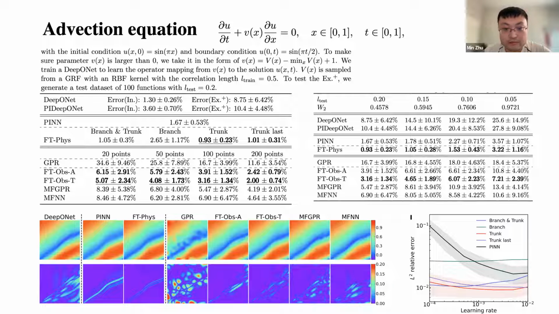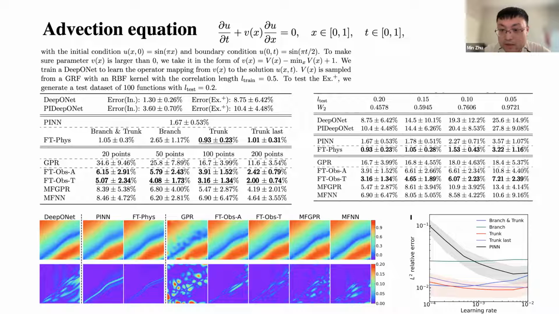And last, the right figure shows the L2 relative error with respect to the learning rate for different approaches. The performance of PINN is susceptible to the change in the learning rate. When the learning rate is low, the L2 relative error of PINN is large, and PINN can achieve a small L2 relative error only when the learning rate is not very small.